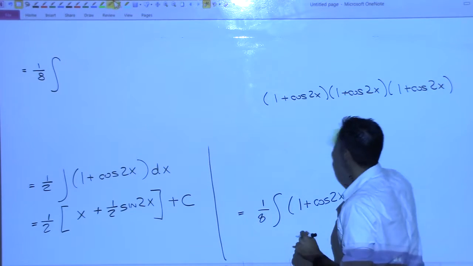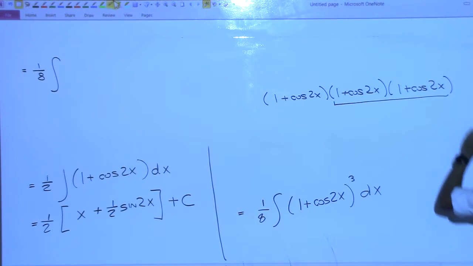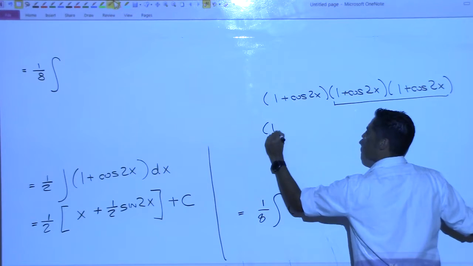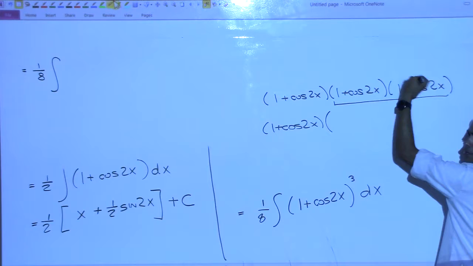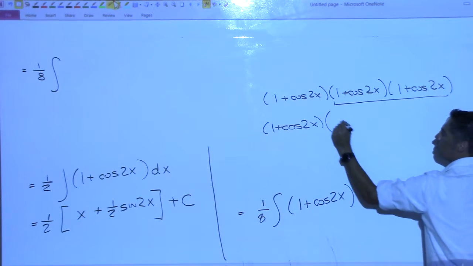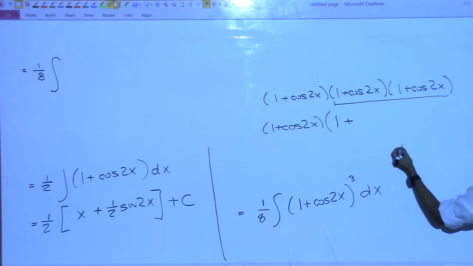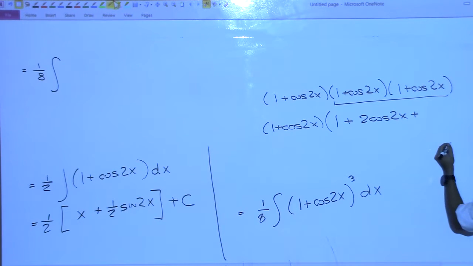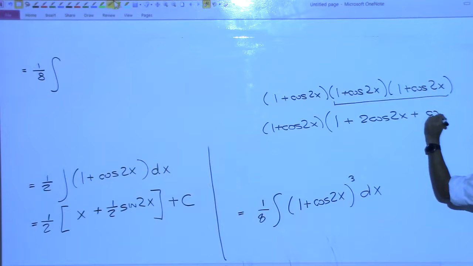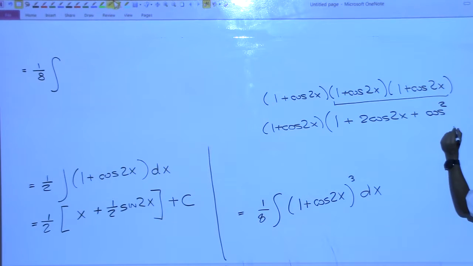The way I like to do cubes is to start with these two first and leave this one out here. This is just algebra, so I'm moving fast. FOIL here, collect like terms. It would be 1 plus 2 cosine of 2x plus, be real careful, cosine squared of 2x. That's what we get when we do that first one.